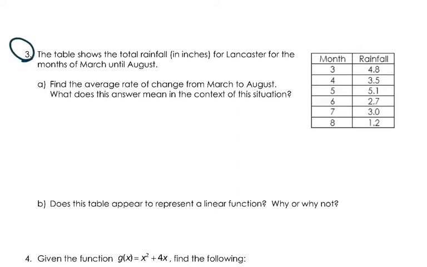So this one right here. We'll start reading it. The table shows the total rainfall in inches from Lancaster for the month of March until April. A. Find the average rate of change from March to April. What does this answer mean in the context of the situation? B. Does this table appear to represent a linear function, yes or no? So let's start with the first one. Find the average rate of change from March to April.